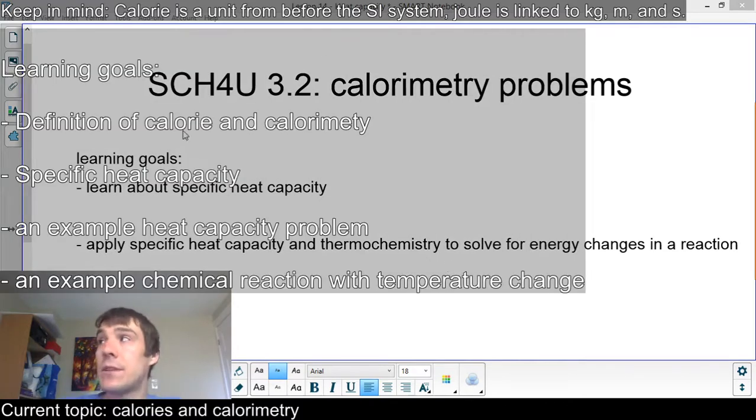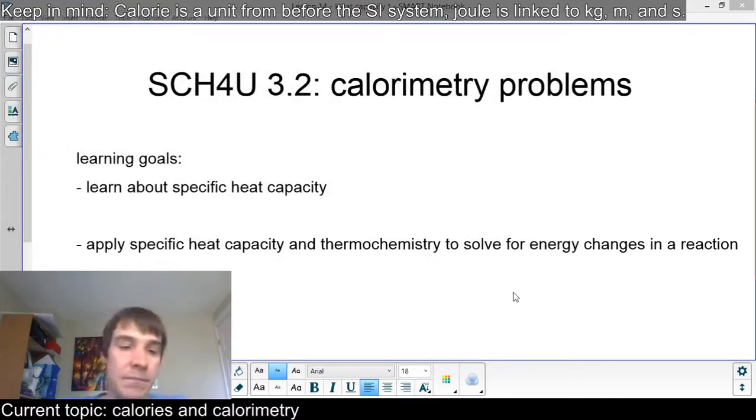We're going to start talking about calories and calorimetry because it's an important concept to explain heat capacity. Then specific heat capacity. You might remember that from physics if you've taken physics. We're going to do an example of it, just a straight up heat capacity problem, and then we're going to do an example of using it in a chemical reaction to predict a temperature change. So that's our goal today. Probably most of it's going to be spent on the practice problems.